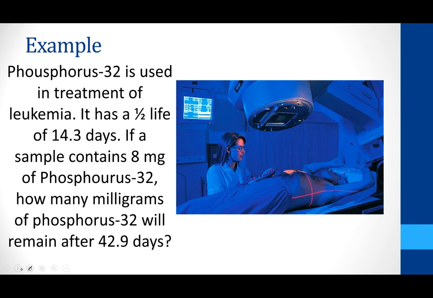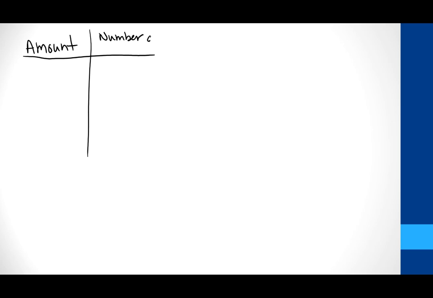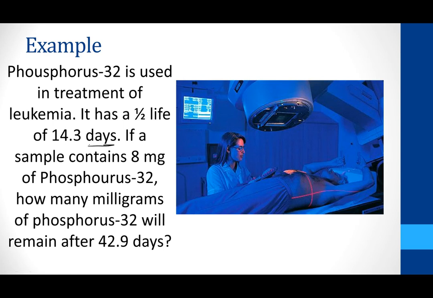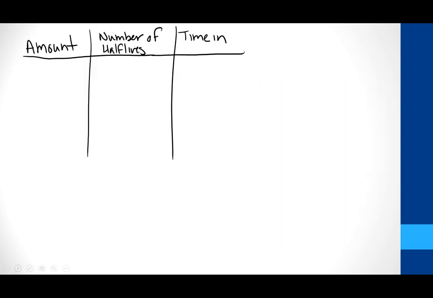All right, so the first thing I'm going to do is I'm going to set up a table. So the table that I set up is going to be the amount of the isotope. Then I'm going to put the number of half-lives. And then I'm going to put time in. And I'm just going to click back real quick and see what this time is in. Okay, so they gave us a half-life in days. So that's going to be time in days.